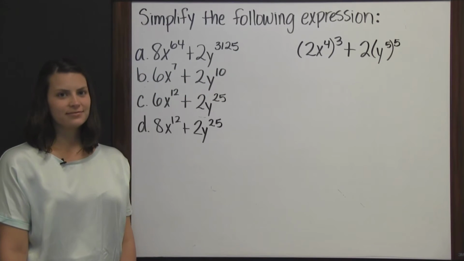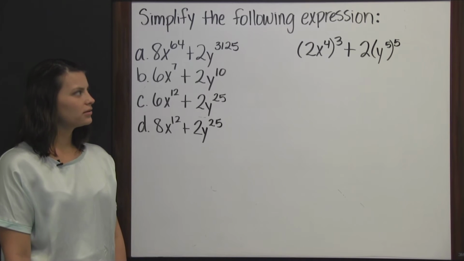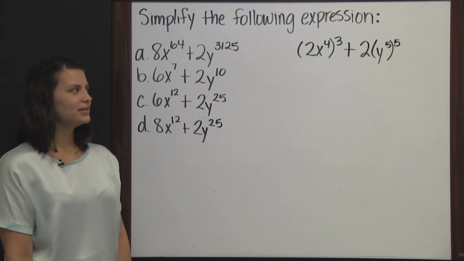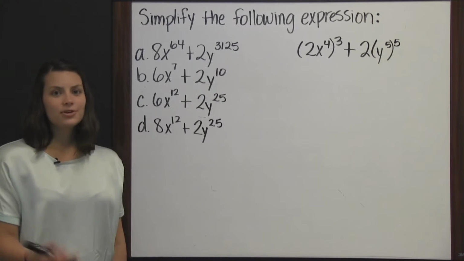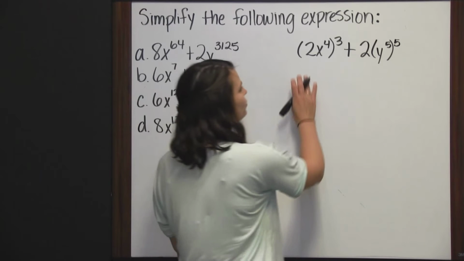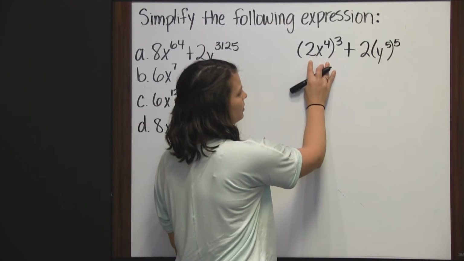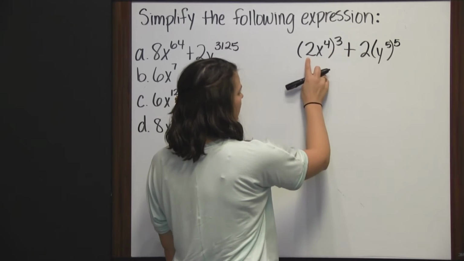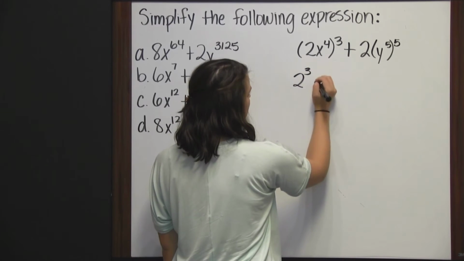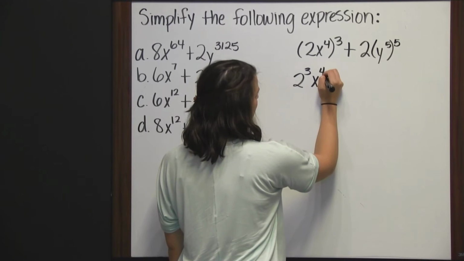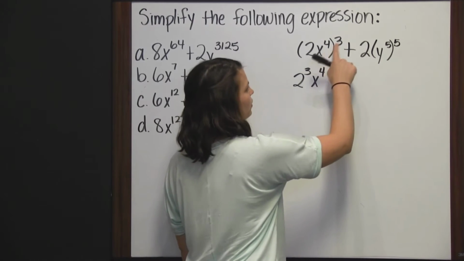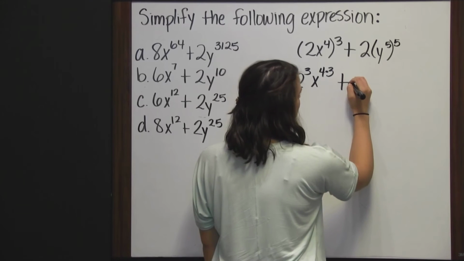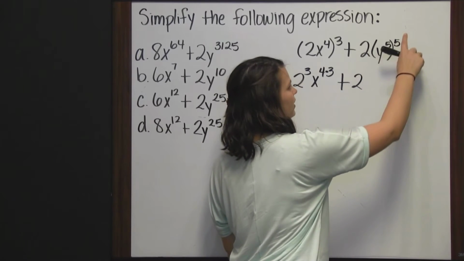Simplify the following expression. The quantity 2x to the 4th, cubed, plus 2 times the quantity y to the 5th, raised to the 5th power. We have to use our rules of exponents here, and our rules tell us that whatever is inside the parentheses must be raised to the exponent outside that parentheses. So we have 2 cubed times x to the 4th cubed. So when we raise an exponent to an exponent, we multiply those exponents together. Plus 2, and then again we have y to the 5th raised to the 5th.